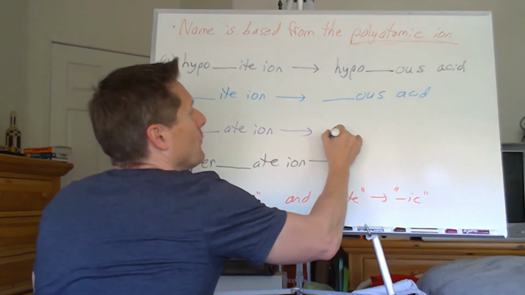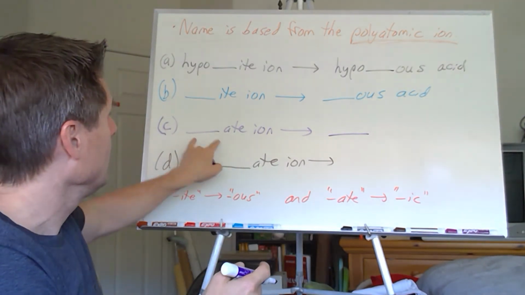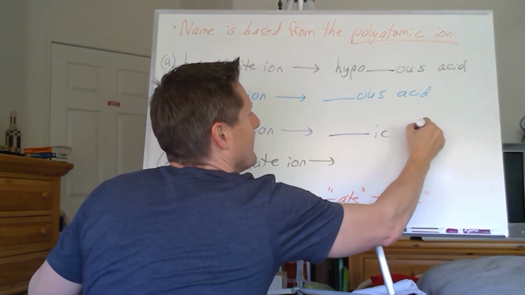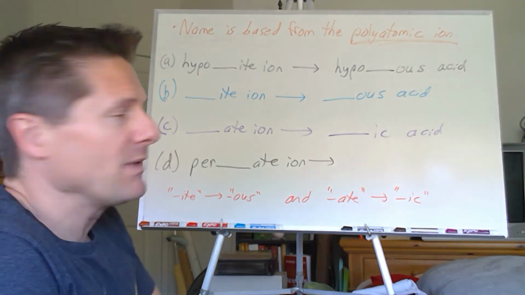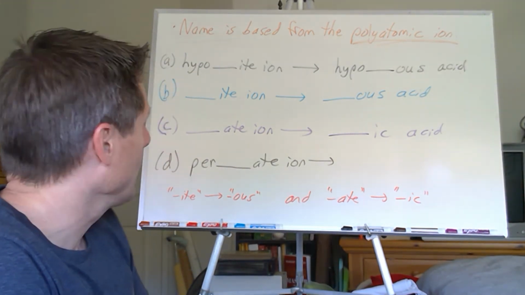So here you take the root of the polyatomic ion. So if it was nitrate, for example, it would become nitric acid. Right? Sulfate would become sulfuric acid. Phosphate, phosphoric acid, all those fun things.